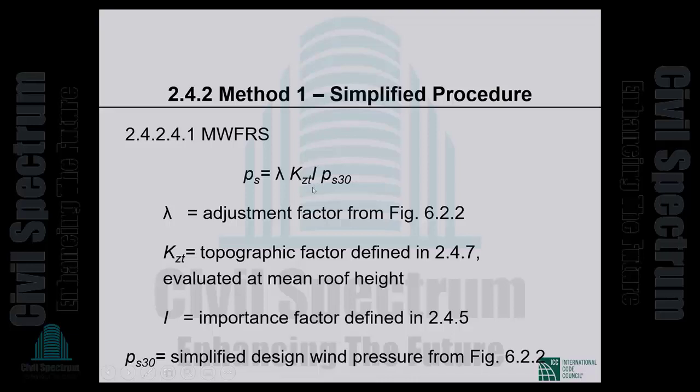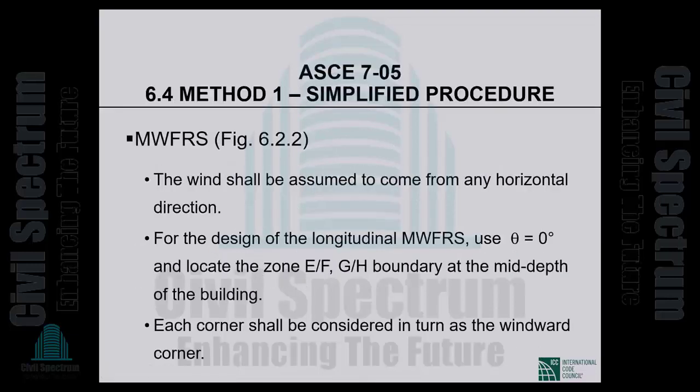This is an importance factor that you are familiar with. K sub ZT you are familiar with. This is the topographic effect factor. The P sub S30 is at 30 feet above ground of exposure, I believe, A. If you have a different exposure or a different height, then lambda is a conversion factor, adjustment factor. So PS30 is given directly in tables. That's what makes it a simple method, simplified design method.